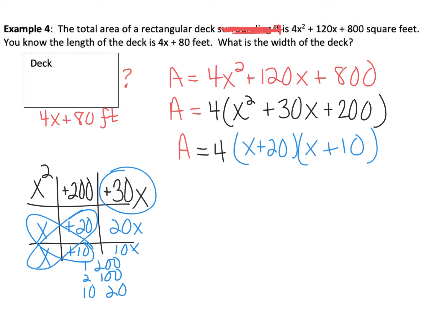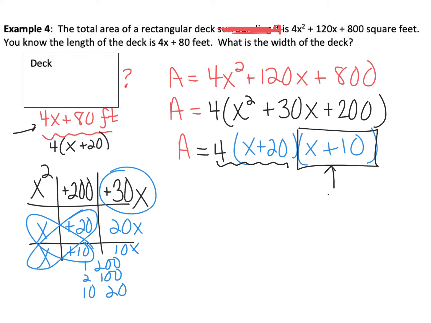Okay, so what is this side? This side's 4x plus 80. Well, that doesn't quite match any of this, so what did we do wrong? Well, nothing. If you look at this side, the length, that could also be, if I factor out the GCF, 4 times the quantity of x plus 20, so that's this portion. So that means that my remaining part has to be the width, and this part is the length. So therefore, to answer the question, the width is x plus 10, look back at your units, feet.